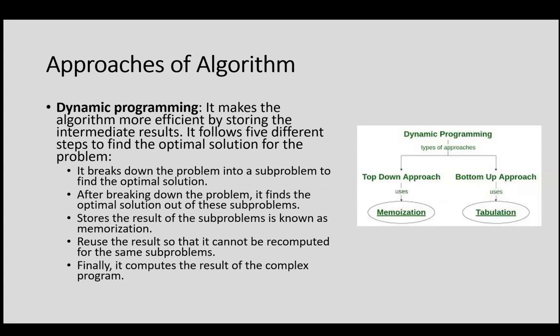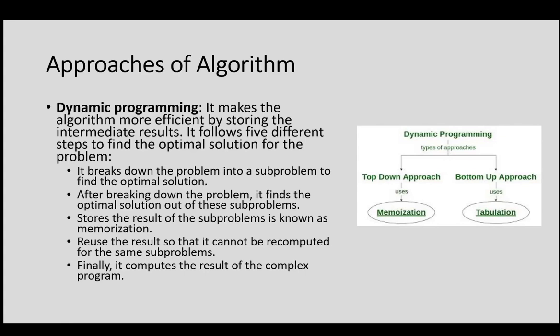These are all very interesting concepts actually. It makes the algorithm more efficient by storing the intermediate results. It follows five different steps to find the optimal solution for the problem. Here also there is an optimal solution, but this is dynamic. Intermediate results, it will efficiently store. So what are the five different steps to find the optimal solution for the problem?